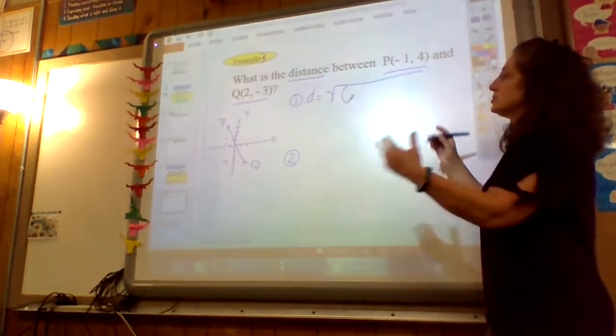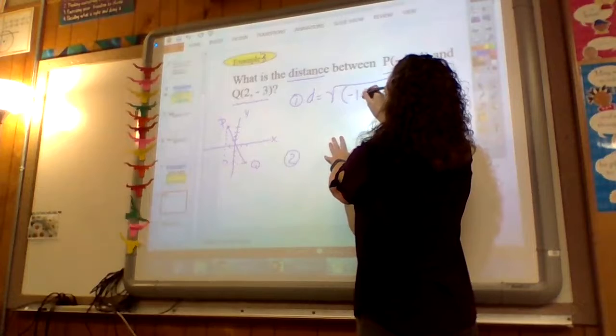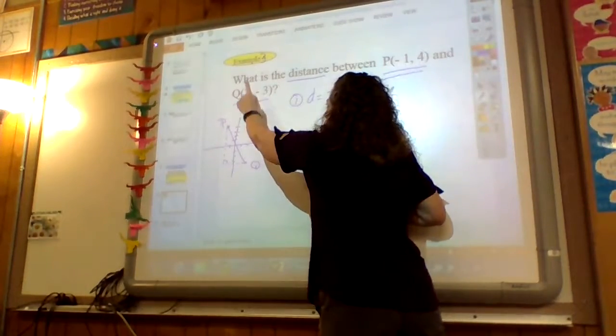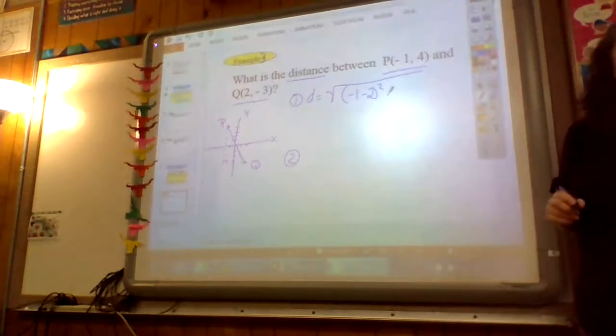-1 and 2. And to be honest, I could go in that order. Actually, I will, just to show that this can do the same thing. You could go -1 minus 2, or you can go 2 minus -1. Either way.